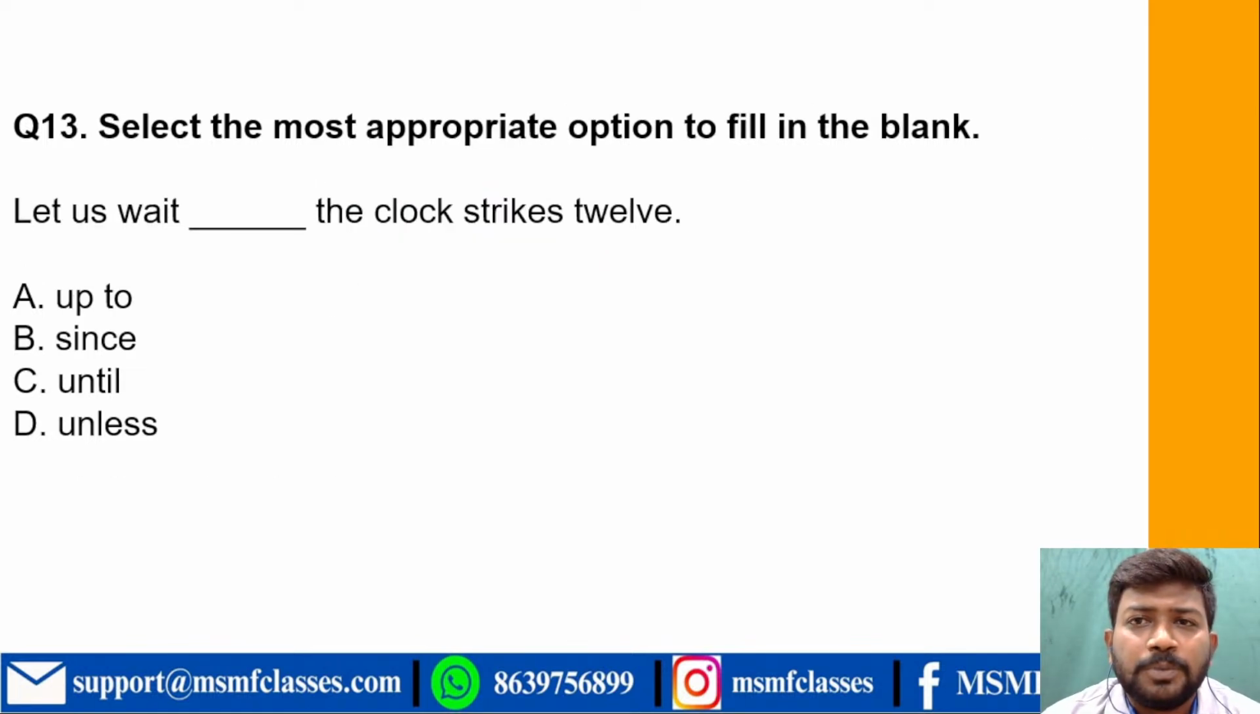Select the most appropriate option to fill in the blank. So this is also a filler. "Let us wait dash the clock strikes 12." Up to, since, until, unless. Here you have to use the correct preposition. Up to a certain time; since, a starting time; until, it is like till then; unless, if not. Unless is nothing but if not.